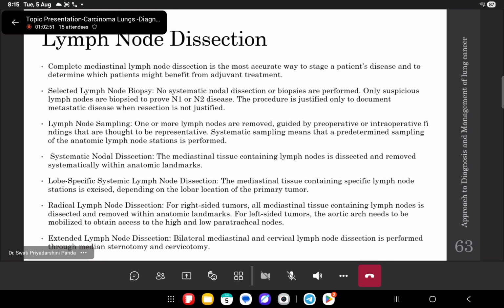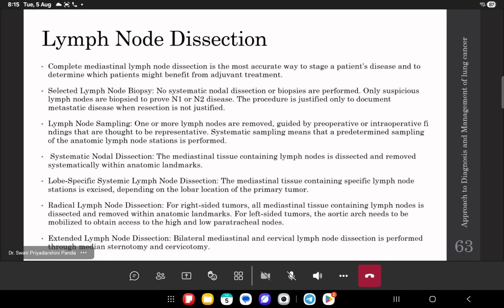Lymph node dissection. Complete mediastinal lymph node dissection is the most accurate way to stage a patient's disease and to determine which patients might benefit from adjuvant therapy. Selected lymph node biopsy is where no systematic nodal dissection or biopsies are performed. Only suspicious lymph nodes are biopsied to prove N1 or N2 disease. The procedure is justified only to document metastatic disease when resection is not justified.